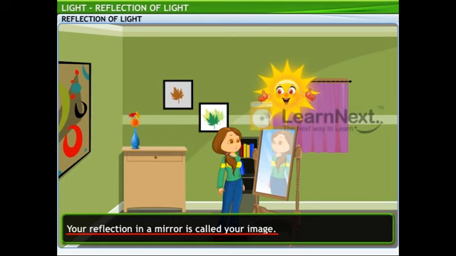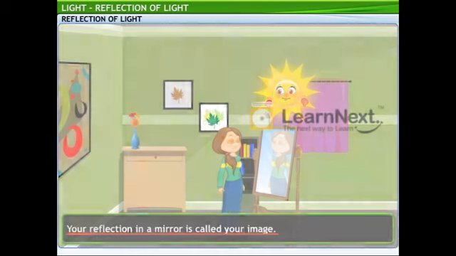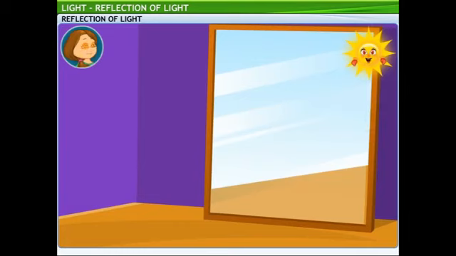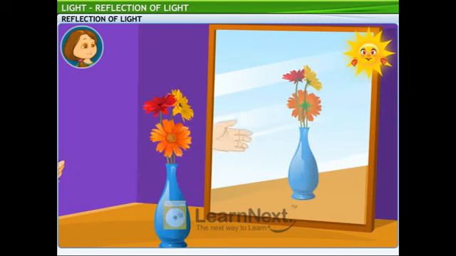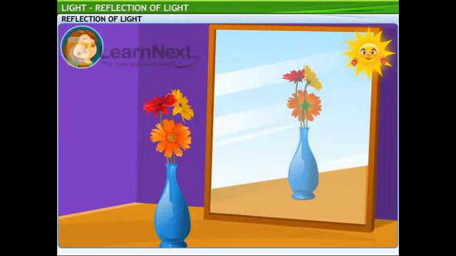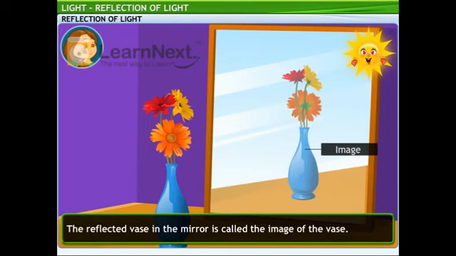Rather than telling you, let me show you. Let's get that vase from the table there. Now, we'll place this plain mirror vertically on the table. Place the vase in front of the mirror, please. Can you see the vase in the mirror? Yes. That's the image of the vase in the mirror.